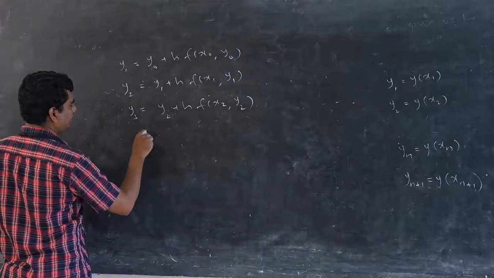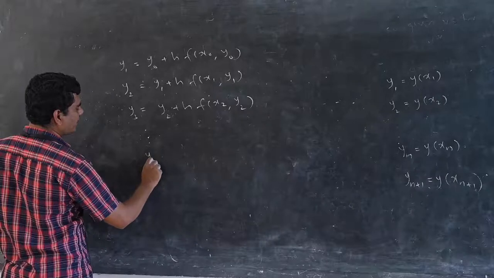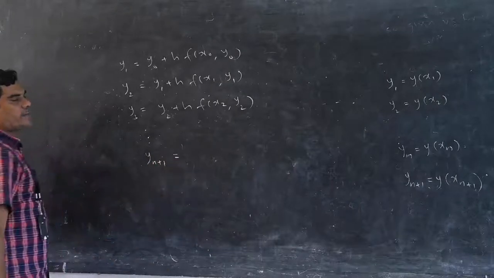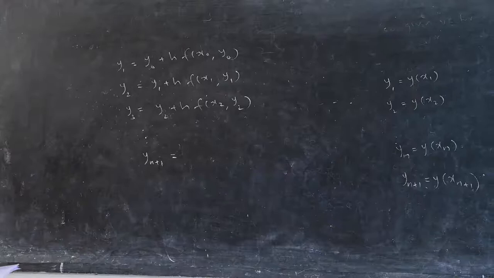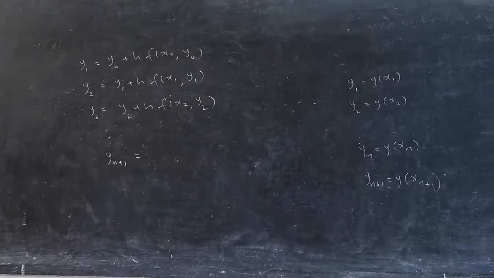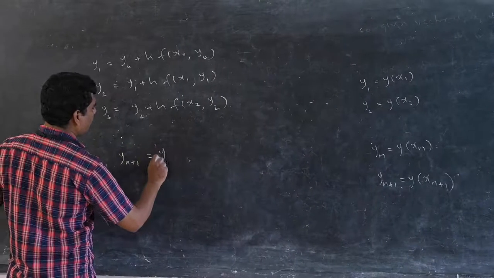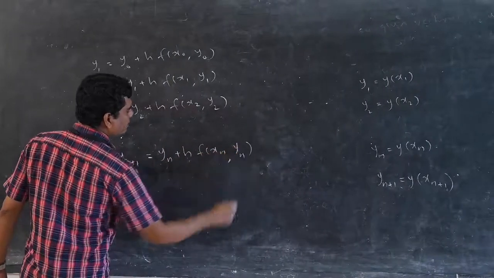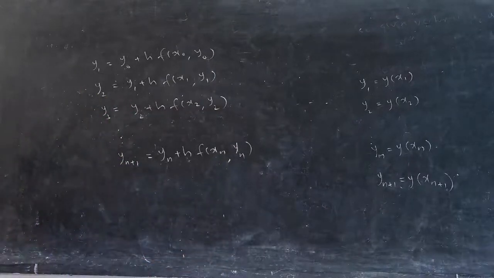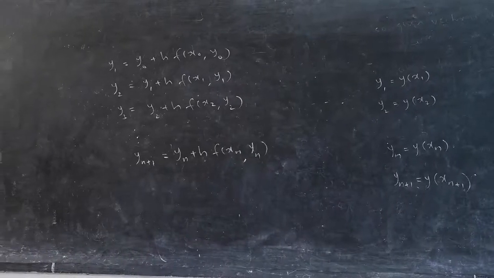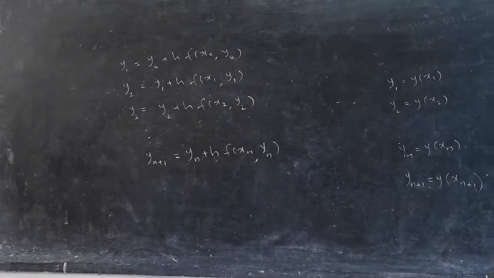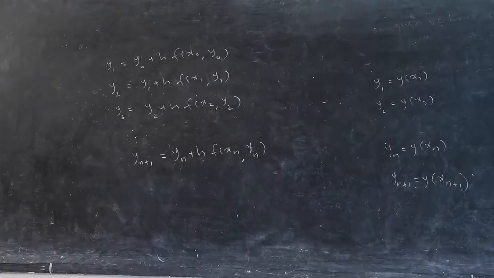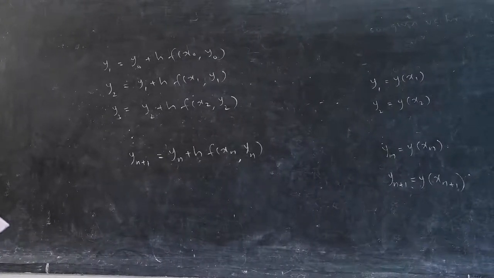etc. Generally, yn plus 1 is approximate value of solution at xn plus 1 using Euler method. The formula is yn plus h into f of xn, yn. So this is the Euler method to find the approximate value of solution at equally spaced points x1, x2, x3, etc., xn, xn plus 1, etc. Now we consider an example for this.